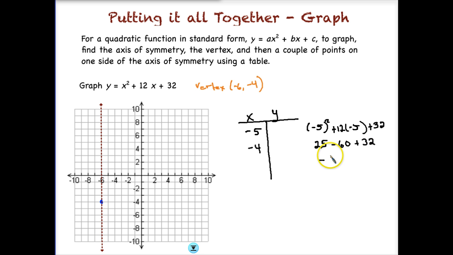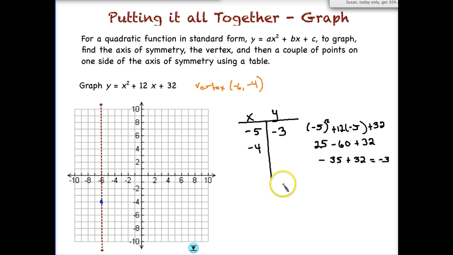So finishing this up, what I'm going to end up with is a negative, let's see, 35 here, plus 32, which will give me a -3, it looks like. And that's a reasonable number that's on my graph. So I squared -5 and got 25. I multiplied 12 times -5 to give me this -60, and then I have my 32. And that's how I started off.